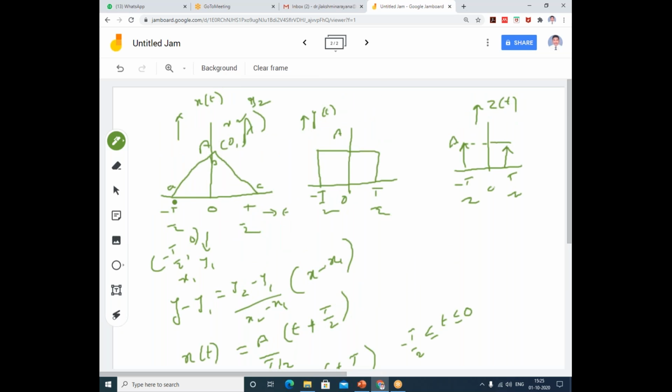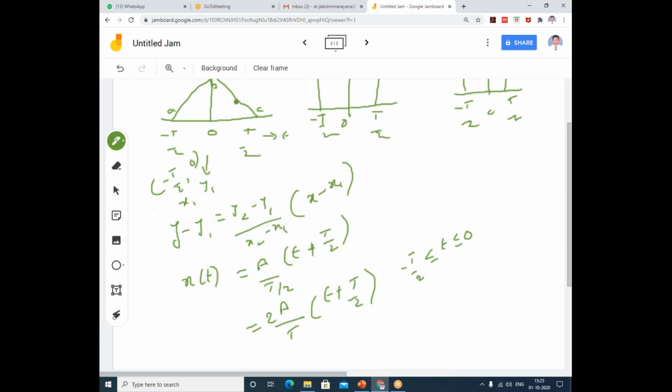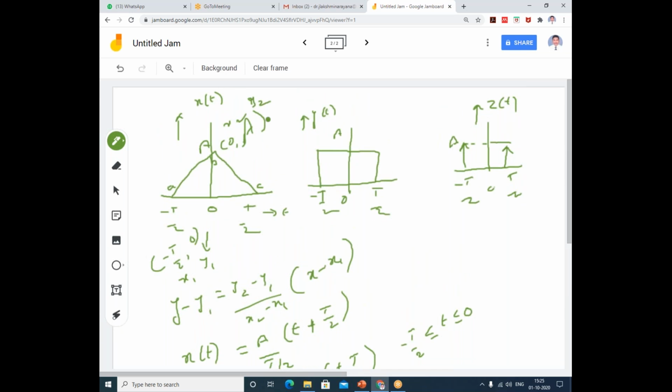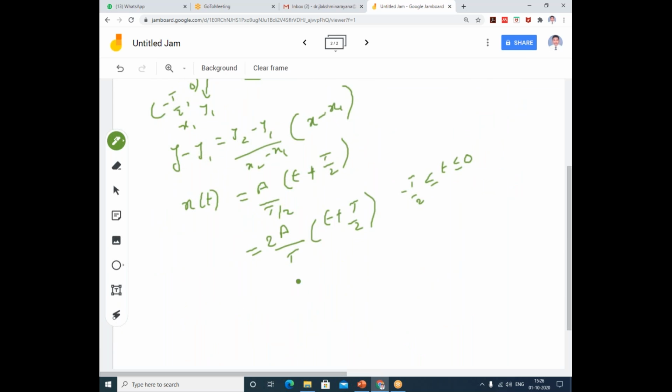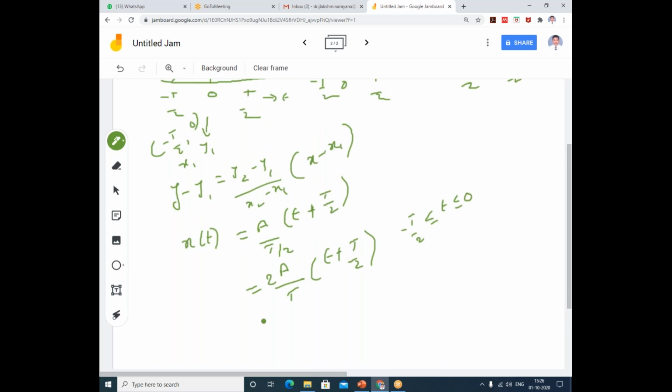That means for this part of the waveform, I can write the waveform like this. Similarly, for BC also you need to write. Here I already have x2, y2. I can assume the coordinate at C as T by 2 comma 0, so my x1, y1 now is T by 2 comma 0. Again I need to use the same condition, so y1 is again 0.